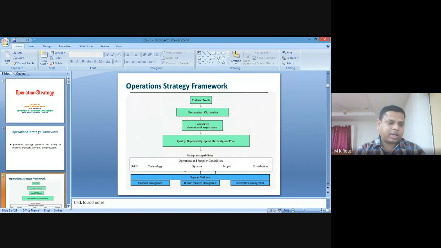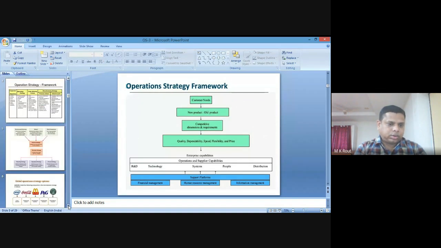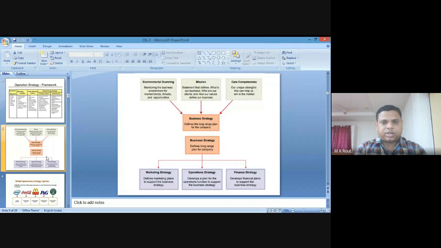Moving to the next part. In case of your business strategy, I will advise all of you to just concentrate on this particular side. This is the most important thing.